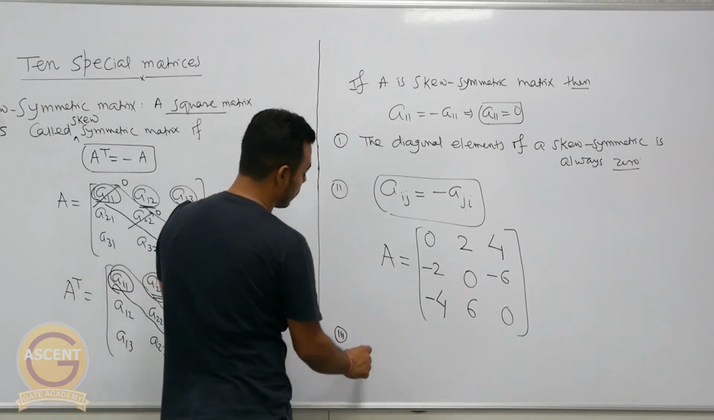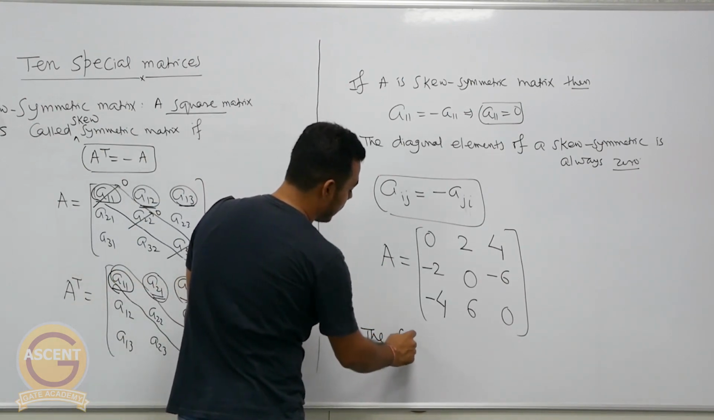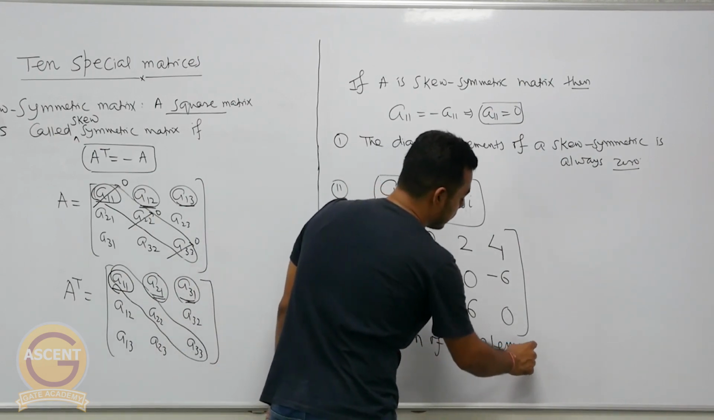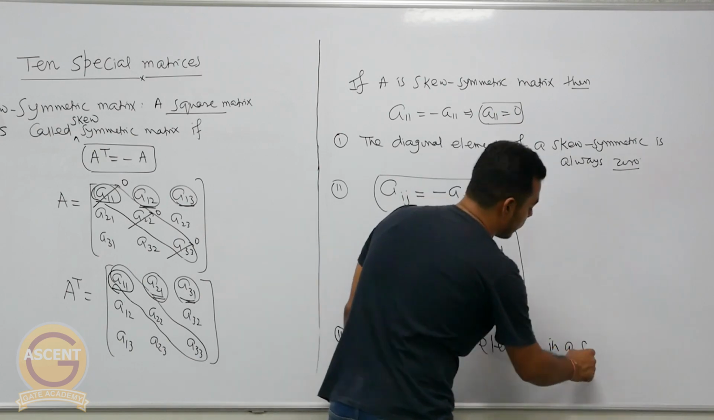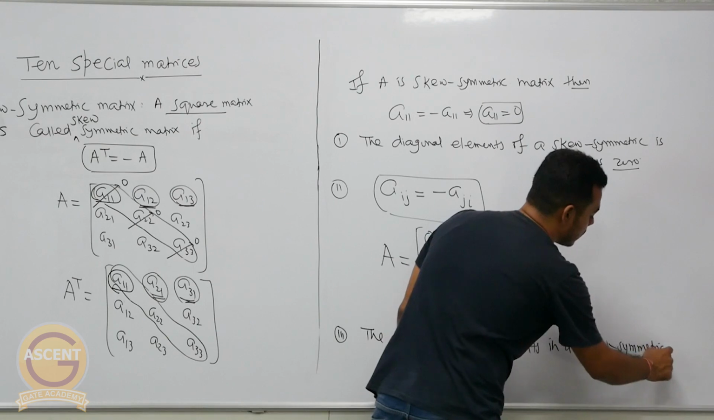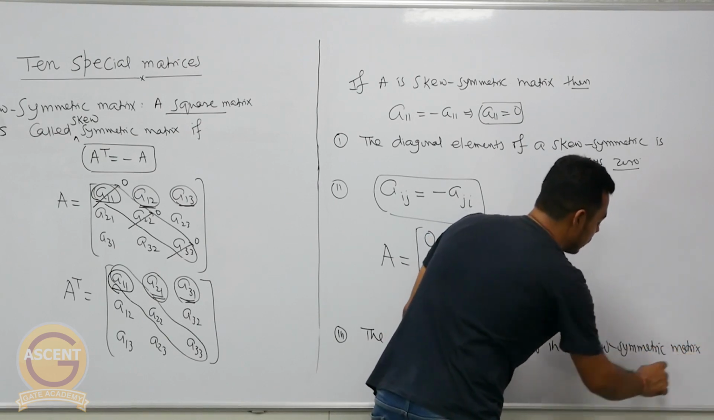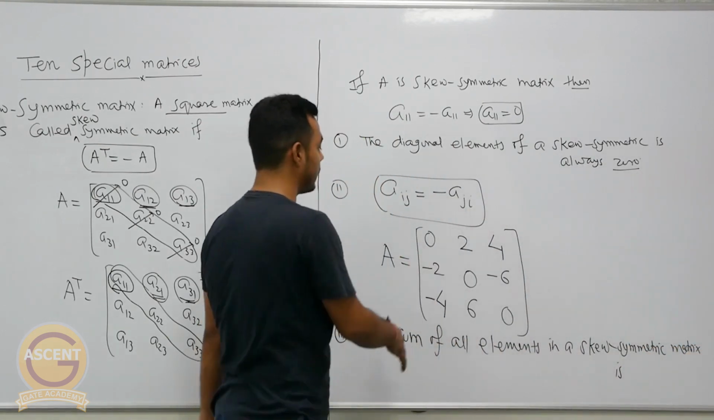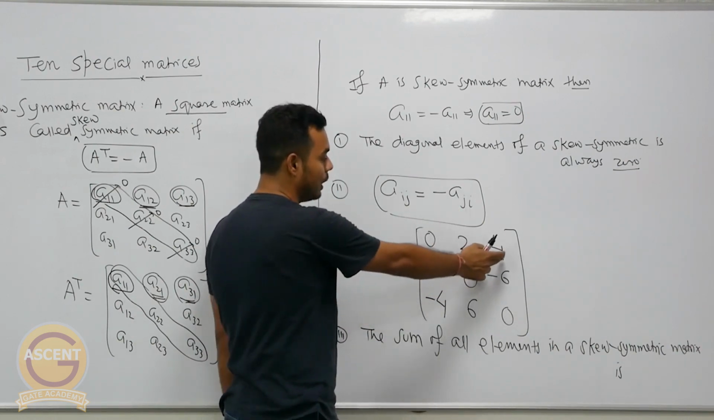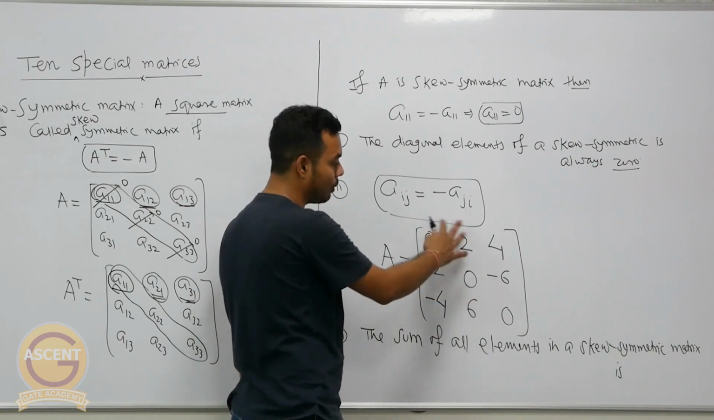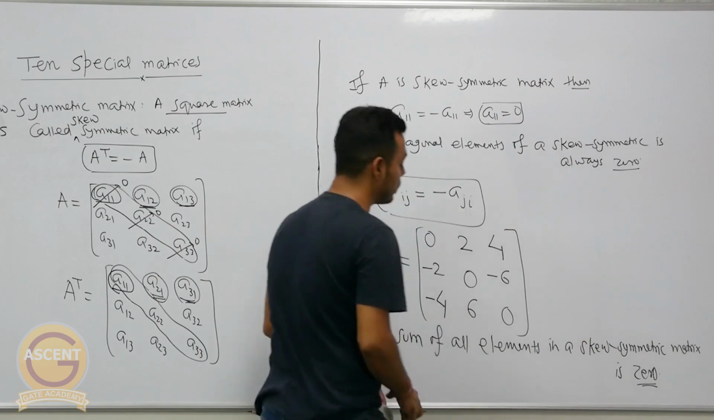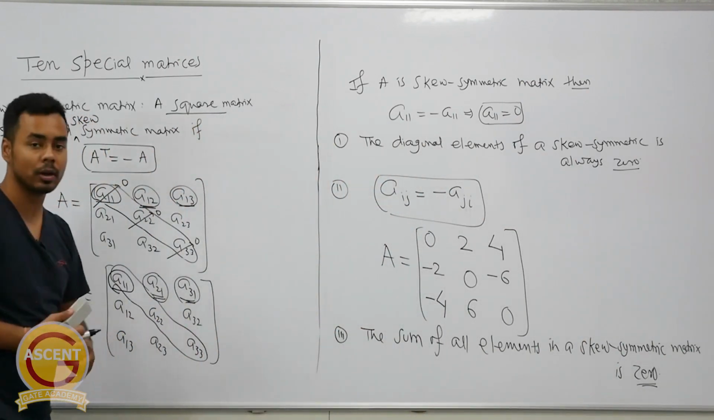And the last point, which is obvious, is the sum of all elements in a skew symmetric matrix. Now this you can directly see, diagonal elements are 0, Aij is negative of Aji. So if I add these two, I will get 0. If I add these two, again I will get 0. So if you add all these elements, then you will get always 0. So in case of a skew symmetric matrix, sum of all the elements is always 0.